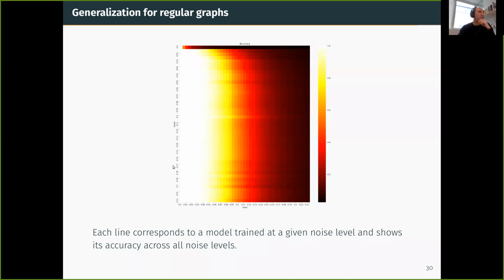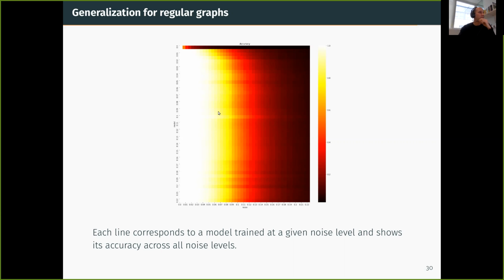The y-axis corresponds to the noise at which the model was trained. The x-axis corresponds to the noise at inference time for a given model on a horizontal line. So what we were expecting here is to get a good accuracy only on the diagonal. That will correspond to the case where your model was good only on a data set which is similar to the one you trained your model on.